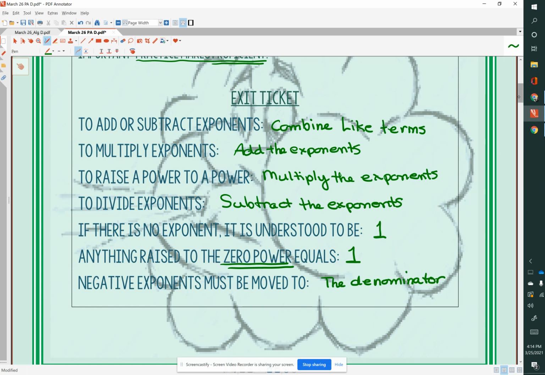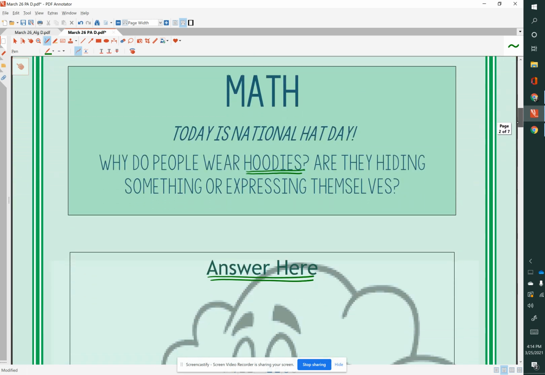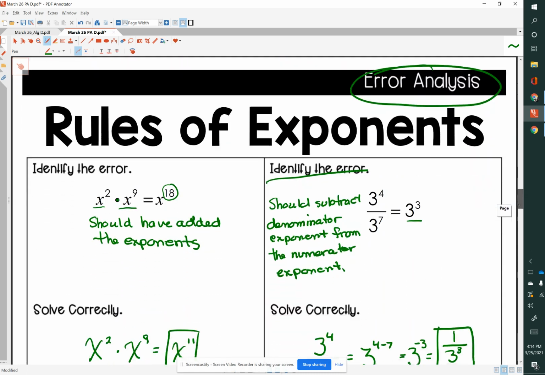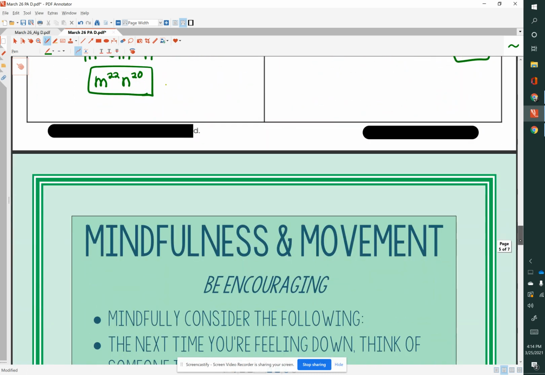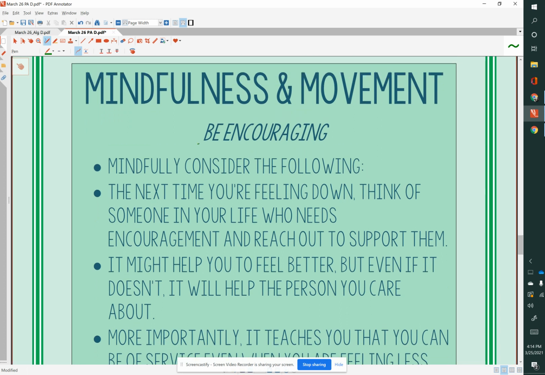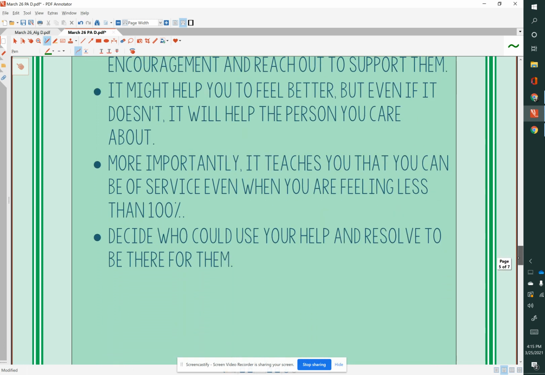So I also have for you today a little extra something, since you finished a little early. I thought this was a great mindfulness exercise. It was about being encouraging. Okay, thinking of someone in your life who needs a pat on the back from you and how you can mindfully plan to do that.